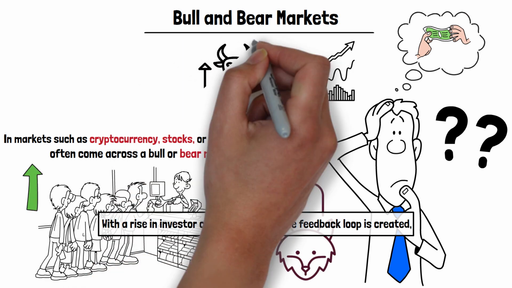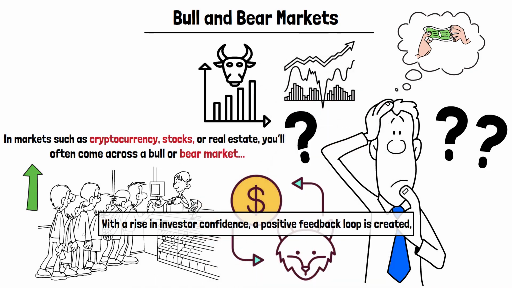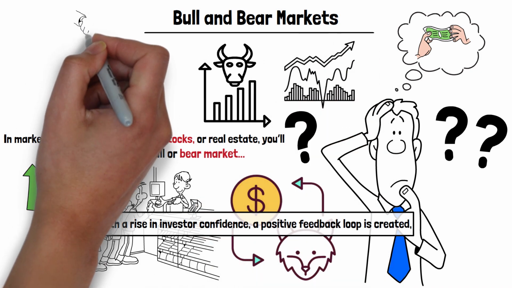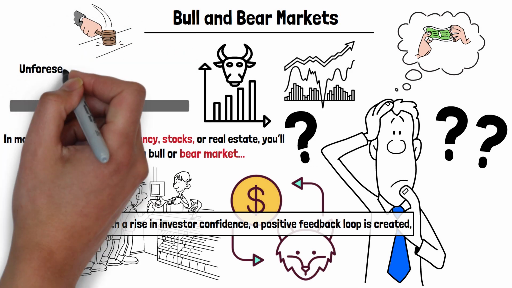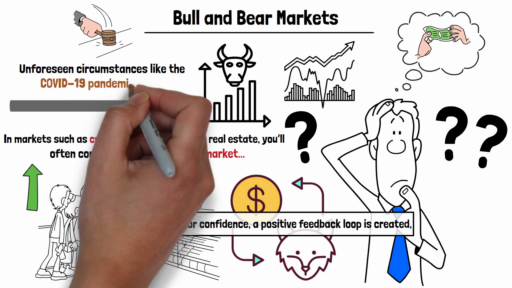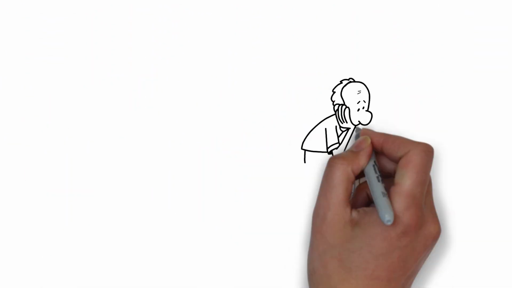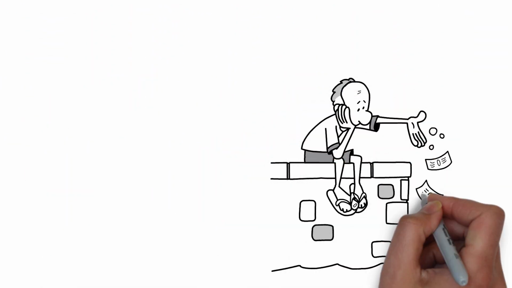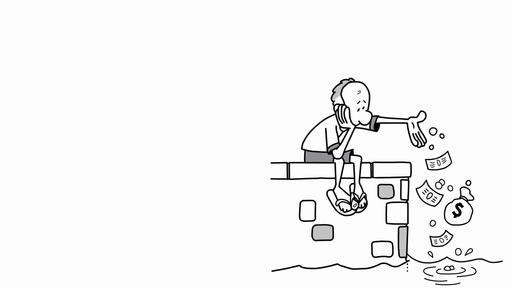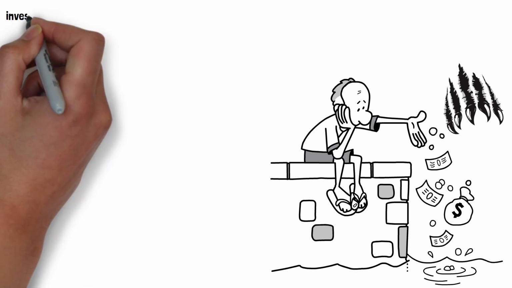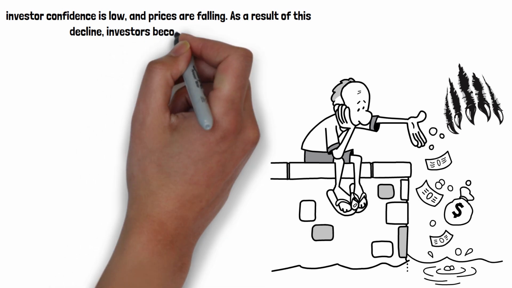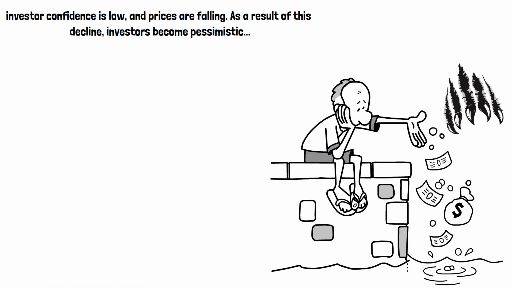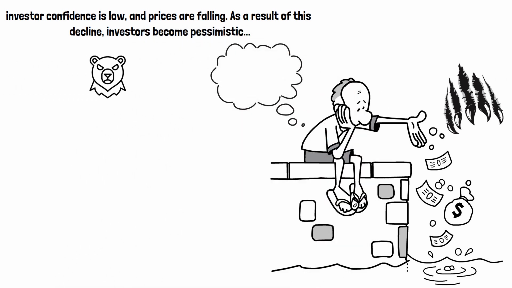However, bull markets don't last forever. At some point, investor confidence will begin to decline, which could be triggered by factors such as unfavorable legislation, unforeseen circumstances like the COVID-19 pandemic, etc. At the point when prices move downwards, a bear market is created. Therefore, a bear market is marked by a period when supply is greater than demand, investor confidence is low, and prices are falling. As a result of this decline, investors become pessimistic. Consider this type of market as a bear hibernating.